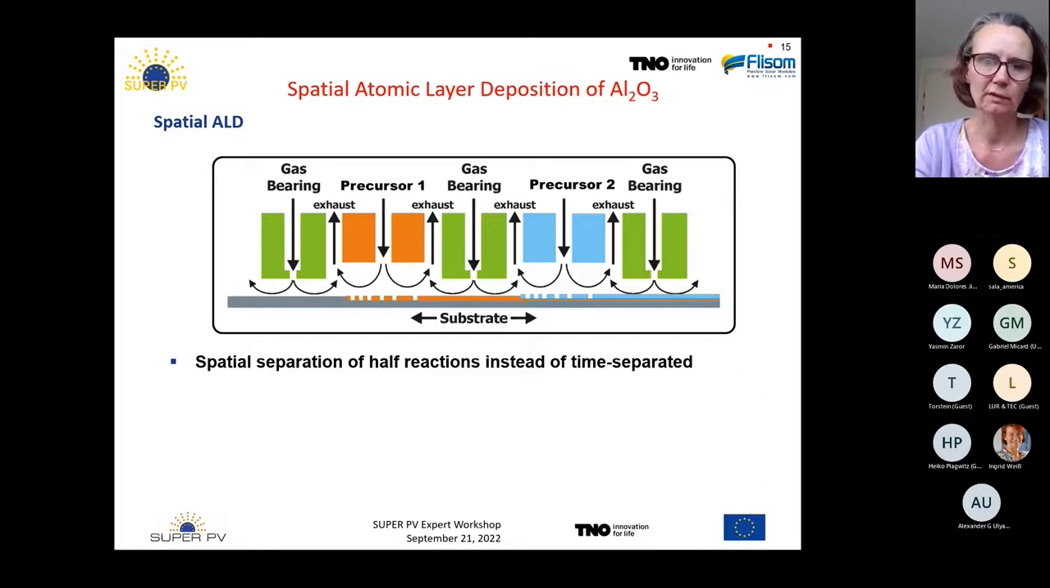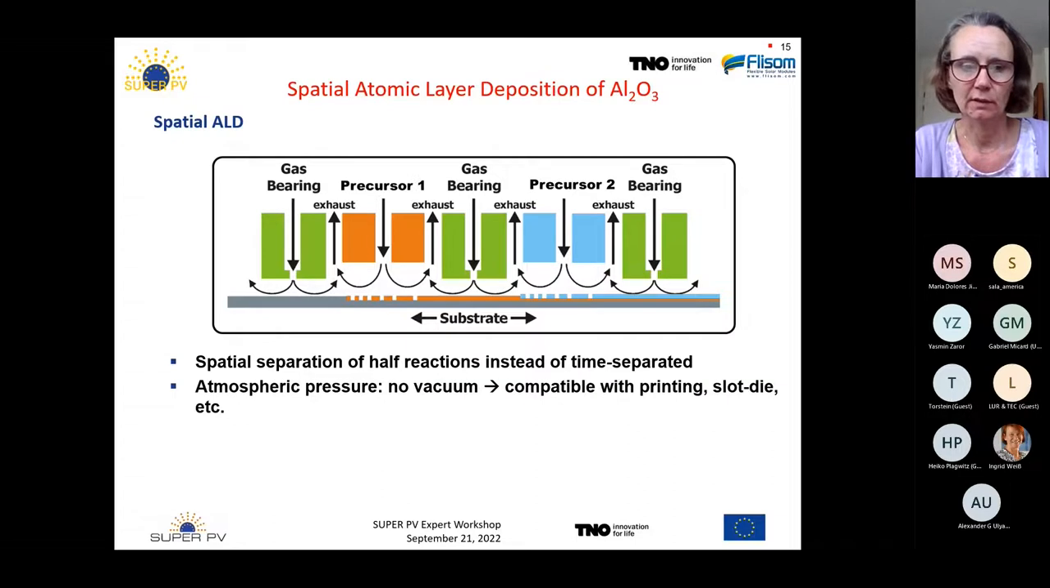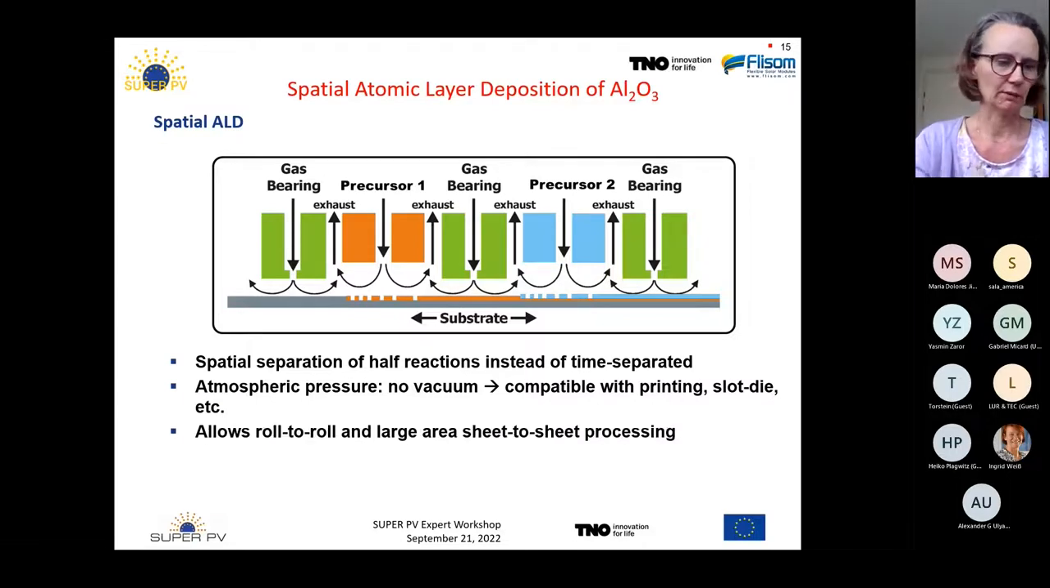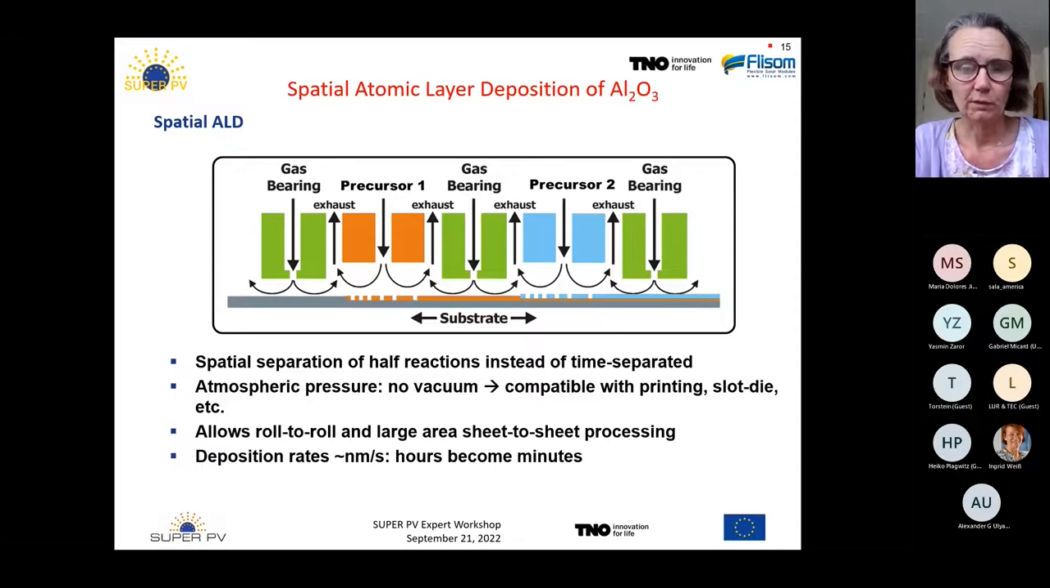So the substrate moves, and this makes each part of the substrate see both precursors one after another. And in this way, by keeping moving the substrate, we can build up layer thicknesses again. This can be done under atmospheric pressure. And because the substrate can be either a roll or a large sheet, it is compatible with roll-to-roll processing or large area sheet-to-sheet processing. And it's also faster because we don't need to vacuumize or purge each time. The deposition rate is in nanometers per second, so now hours become minutes.